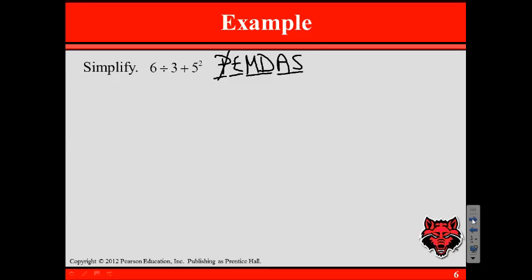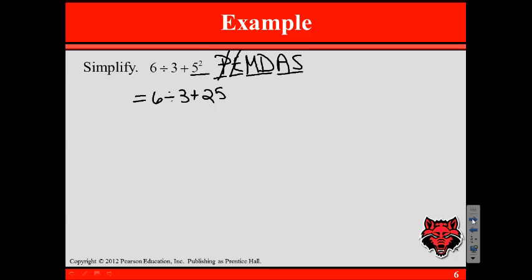We do have an exponential expression, 5 squared. 5 squared is 5 times 5, the base repeated 2 times. 5 times 5 is 25. And that is the only operation that's taking place. Everything else stays exactly the same. 6 divided by 3 plus 25. We are finished with all exponents.